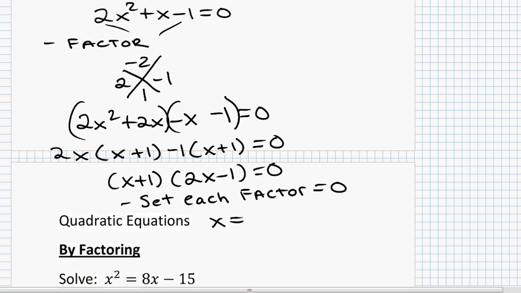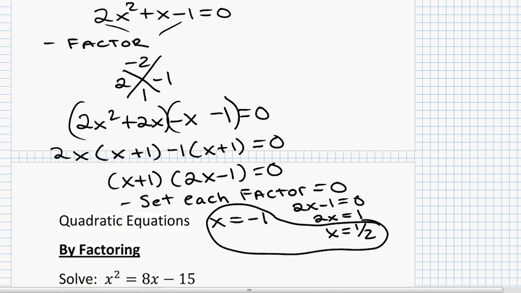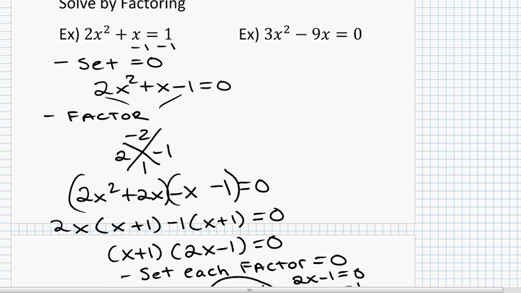So you get x equals negative 1, and in this case 2x minus 1 equals 0, so you get x equals 1/2. Those are your two answers. I'll let you do the other examples on your own. I will tell you the answers here. You can pause it if you want to do them, but x equals 0 and x equals 3.